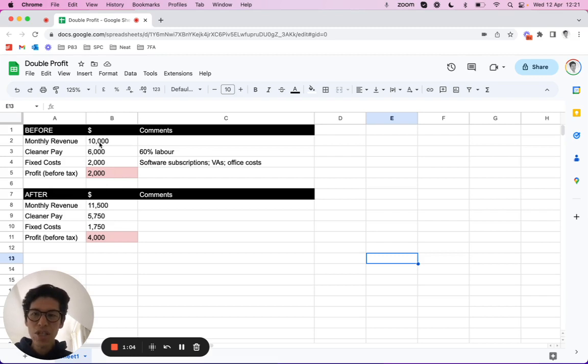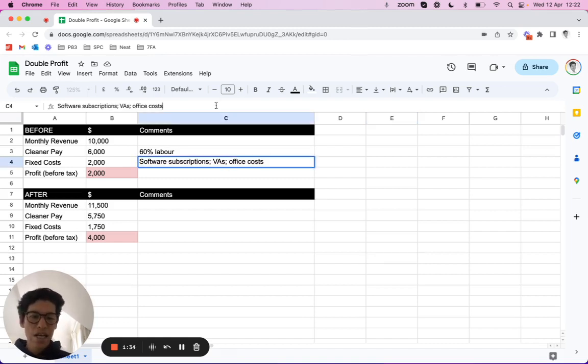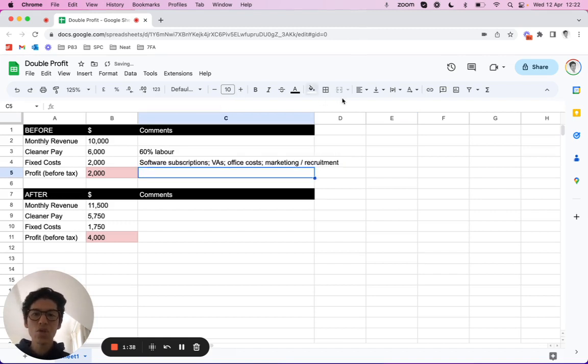To take you very quickly through it, let's assume that today we are running a cleaning business where we're generating $10,000 a month. We pay our cleaners 60% of the revenue, so a 60% labor cost. Out of the 10K, we pay 6K to our cleaners. And then the next line is the fixed costs. We pay about 2,000 a month in fixed costs. This will be software subscriptions, VAs, office costs. Let's add in marketing and recruitment costs as well.